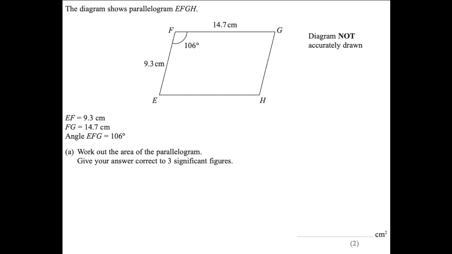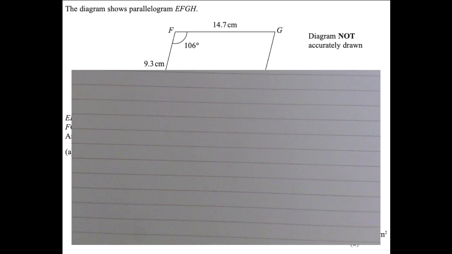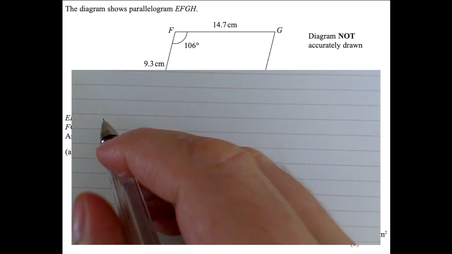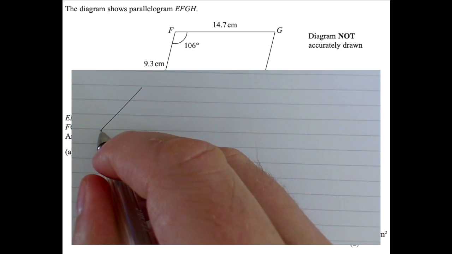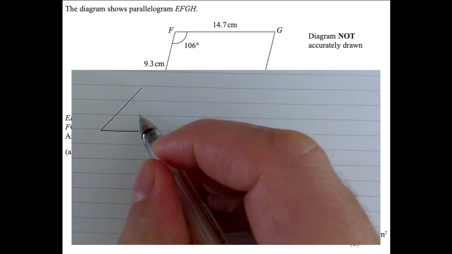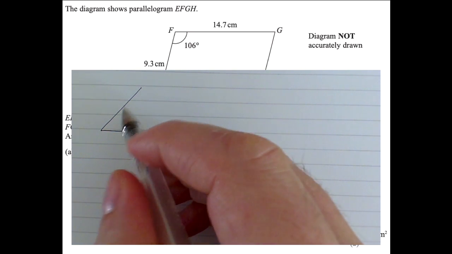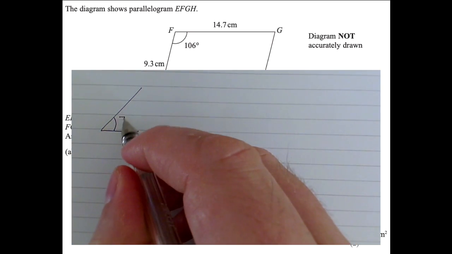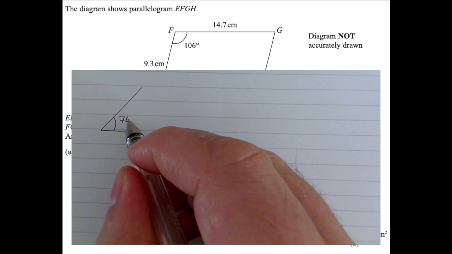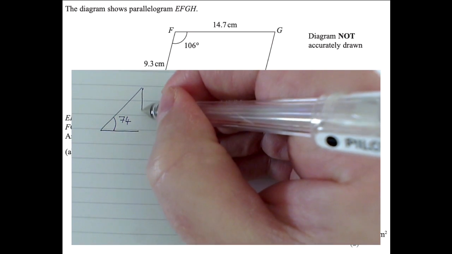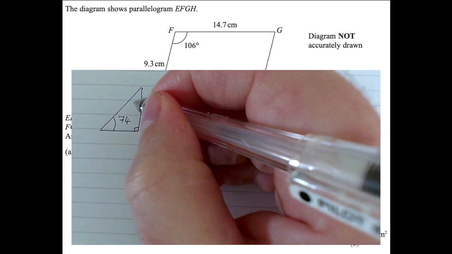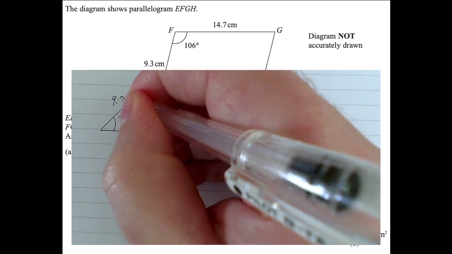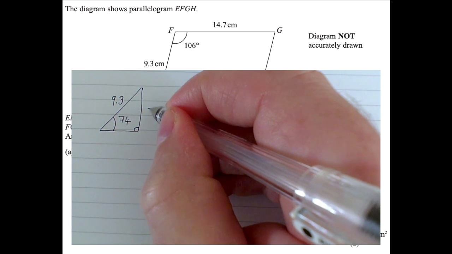Now, when I did this question the first time, I didn't spot the half AB sine theta way of doing this. I could have split that parallelogram into two triangles and worked out the area of the triangle and doubled it. Instead, I wanted to find the distance between the two perpendicular lines, the 14.7 line. I wanted to find this gap between the two lines.